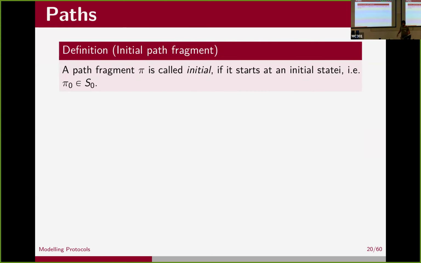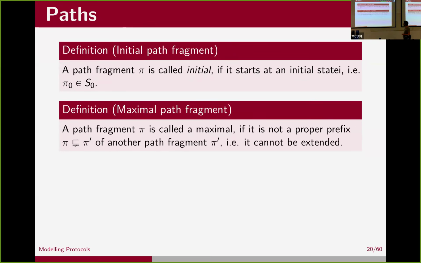So this is called a path fragment because a path has to have some conditions. One of them is being initial. If it starts in an initial state, it's an initial path, right? We sometimes want to talk about starting from some state in the middle, but often we want to talk about starting from the initial state. That's why it's called initial.